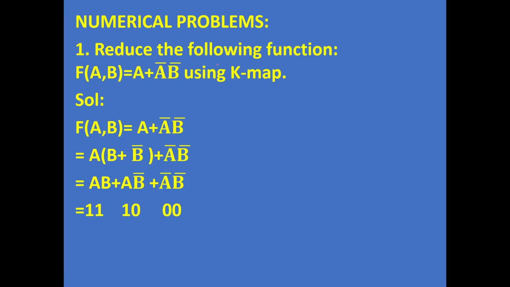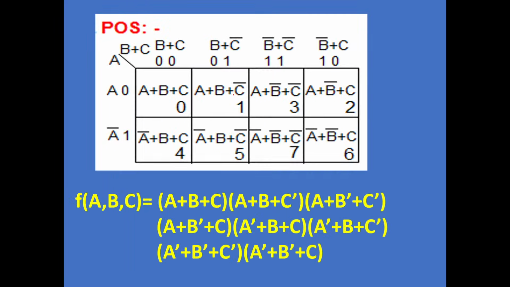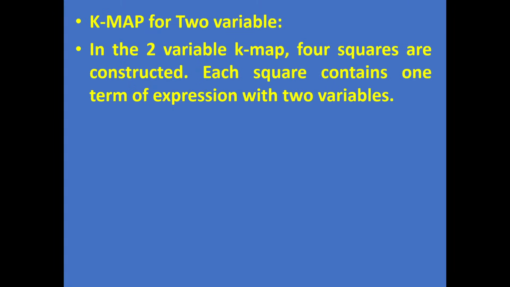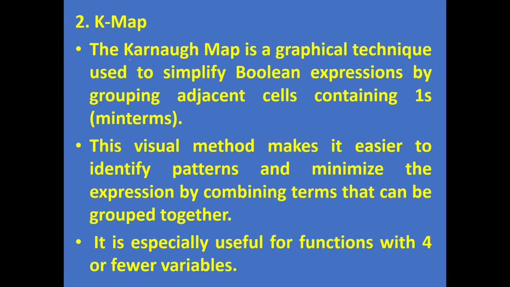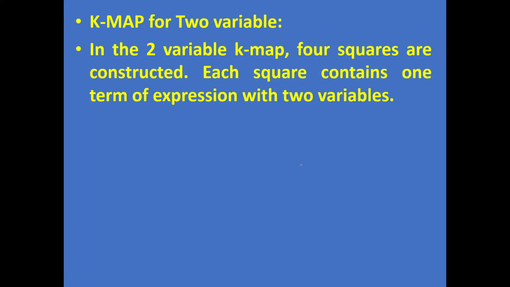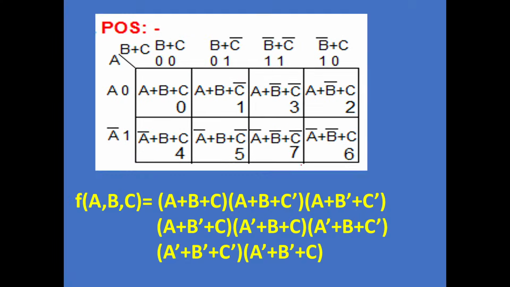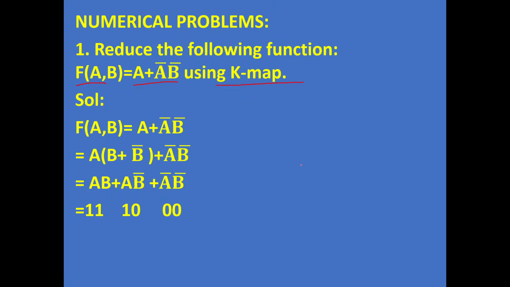Write it down. Reduce the following function. What is the function? F of A B equal to A plus A bar B using K map. Okay. K means Karnaugh map. So I'll just show you the spelling. Yeah, Karnaugh map. K means Karnaugh map. I forgot to tell that. So let us solve some numerical problems on this. They are very small numerical problems. You can easily follow.